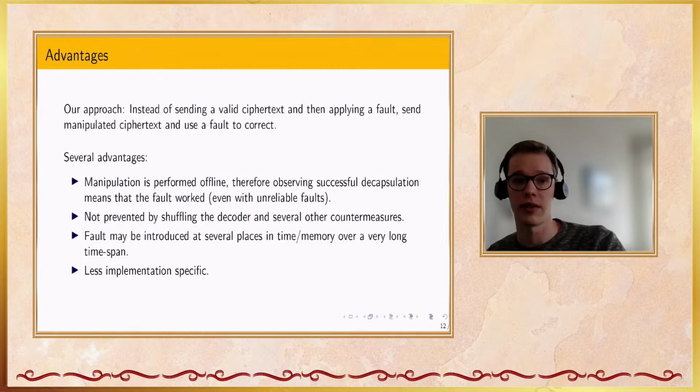So summarizing, what is our approach? Instead of sending a valid ciphertext and then applying a fault to cause the q divided by 4 error, we send a manipulated ciphertext that already has this error and then use a fault to correct. Why is this better? Or why do we believe this to be better? The manipulation is performed offline. The error is already contained in the ciphertext that is submitted. Therefore, whenever we observe a successful decapsulation, that means that the fault worked. Otherwise, the decapsulation cannot work. That means if the fault is really unreliable, we can still work with it. There's absolutely no problem. We just need more of them.